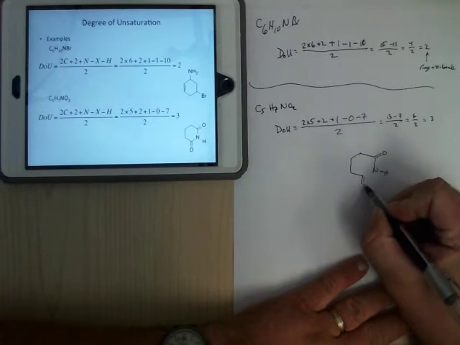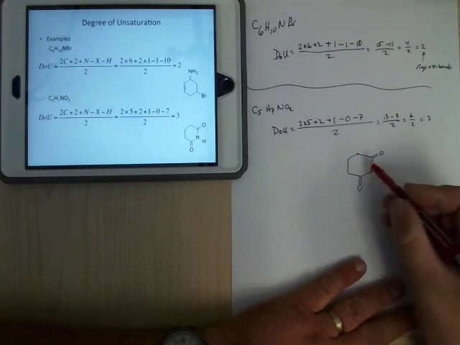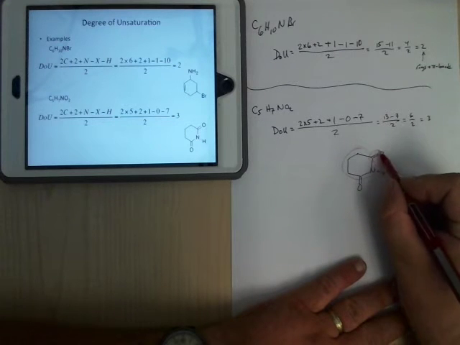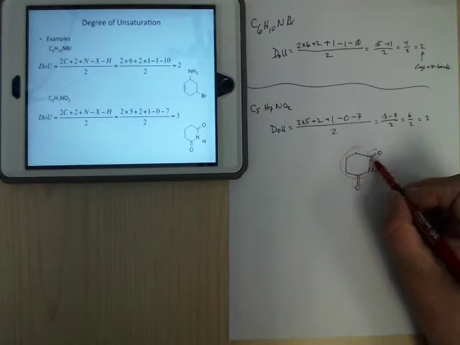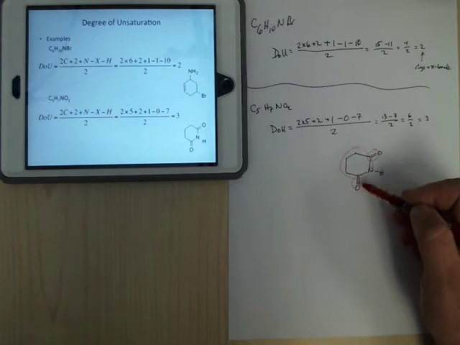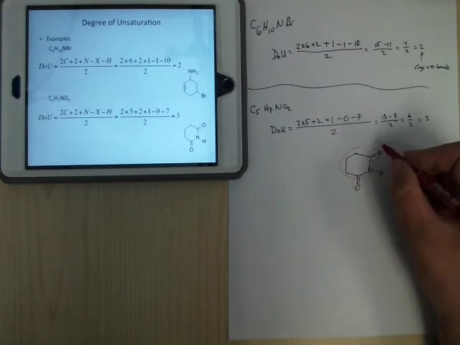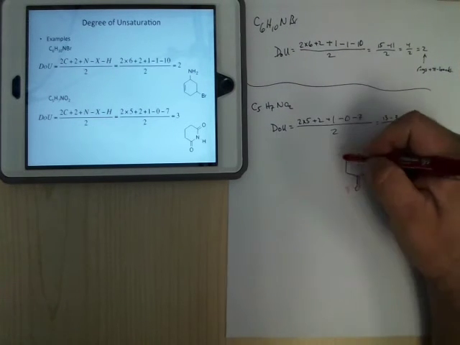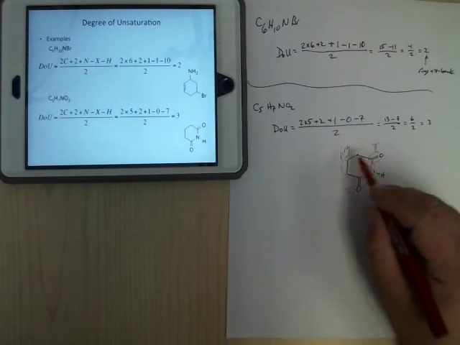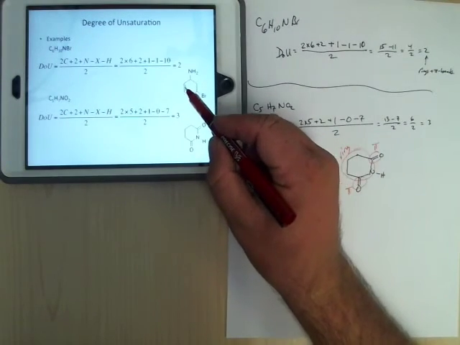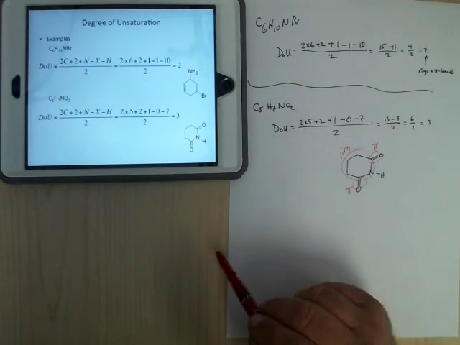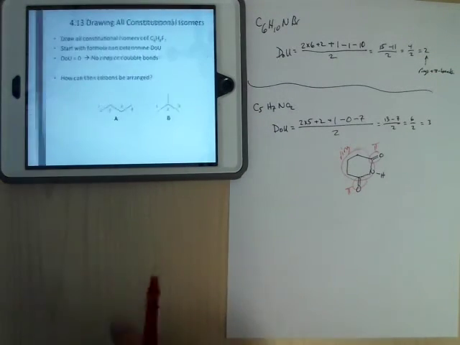So you have a ring, that's 1, and then 2 pi bonds. I never said that they had to be carbon-carbon pi bonds. Here we have a carbon-oxygen pi bond for that double bond, and here we have another double bond. Each one of those has a pi bond. So pi bond, pi bond, and then the ring. Those are your 3 degrees of unsaturation. Here you've got the ring and 1 pi bond, so that's 2.